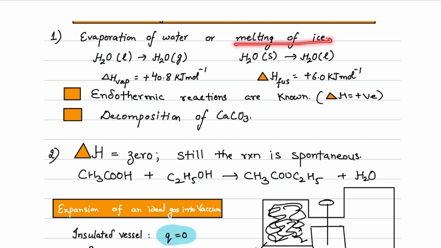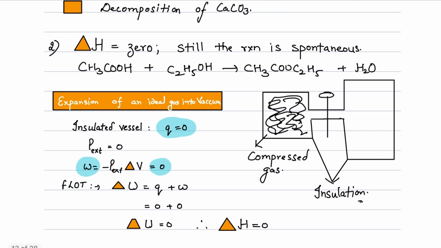Similarly, in the case of melting of ice, the delta H fusion comes out to be plus 6. Again the value of delta H is positive. So there are endothermic reactions that have delta H positive value, but still they are spontaneous in nature. Similarly, decomposition of calcium carbonate is another example.